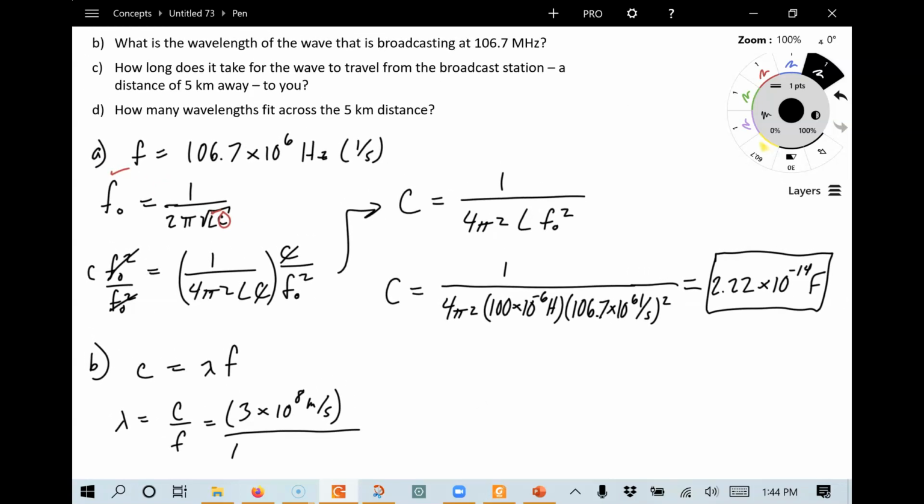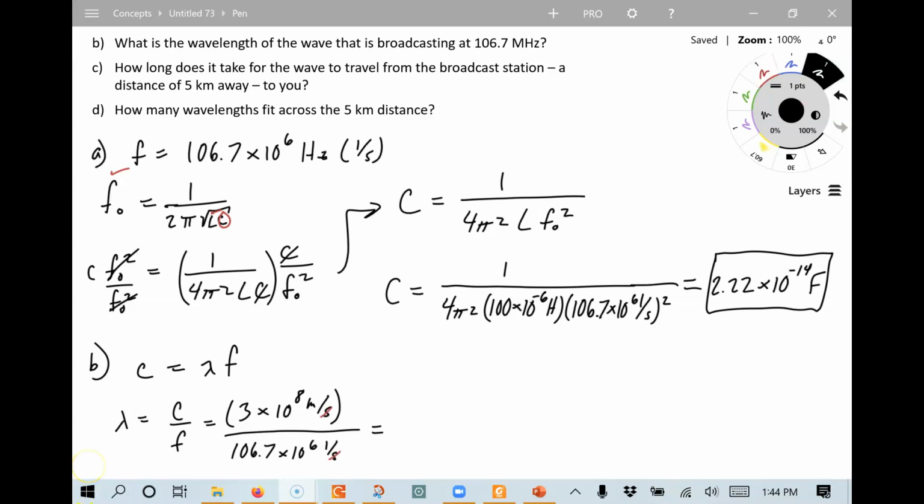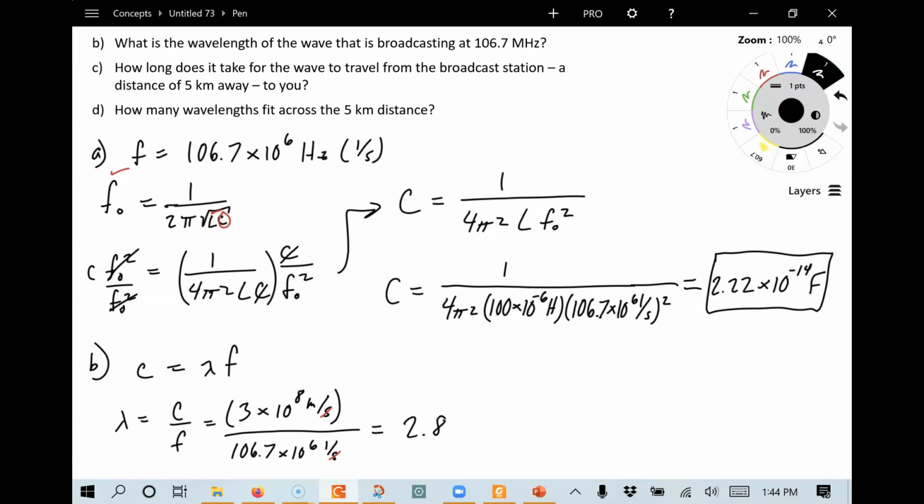It's 106.7 times 10 to the 6th, 1 over seconds. So your seconds are going to cancel out here. We'll be left with a length, and that comes out to 2.81 meters. And so this is within the spectrum of radio waves.